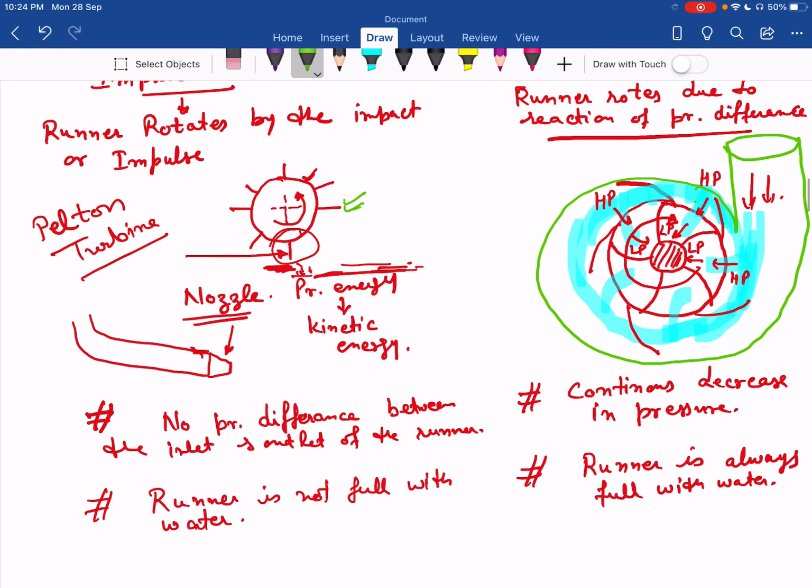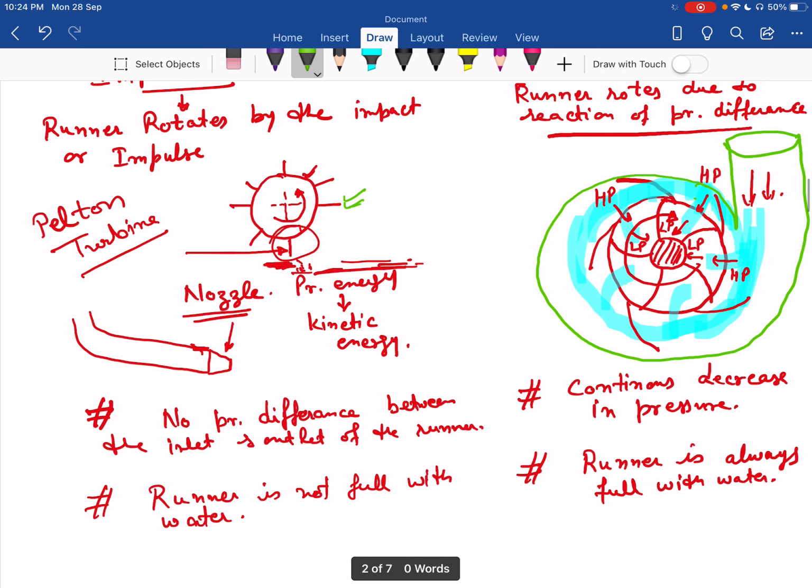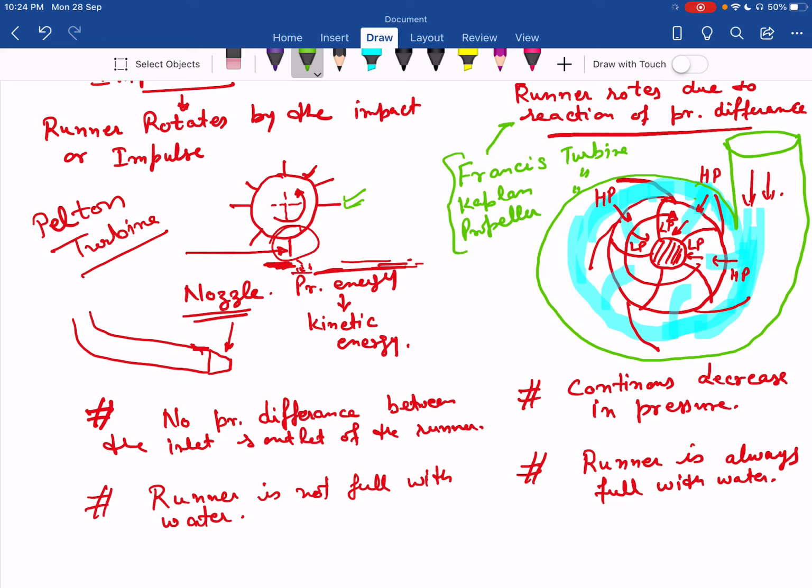If we talk about examples of reaction turbines, the example is the Francis turbine. The example is the Kaplan turbine, the propeller turbine. So these all are reaction turbines.